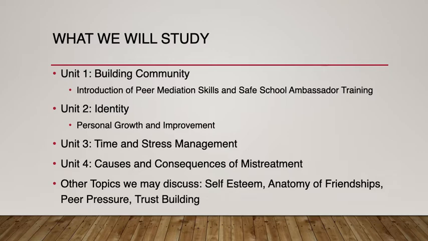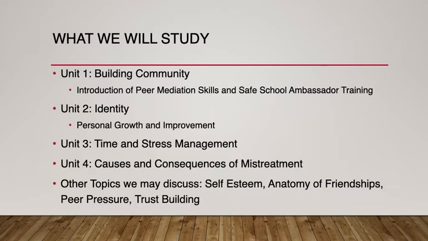And then we're going to go into the Safe School Ambassador training and the skills of how to intervene when conflicts occur, so you have that training, and we'll learn about some of the causes and consequences of mistreatment. Then we'll move on to identity and a personal growth plan. We'll learn about time and stress management. Again, the causes and consequences of mistreatment.